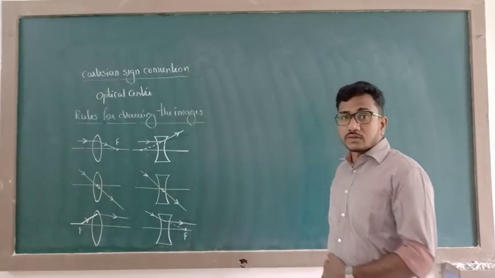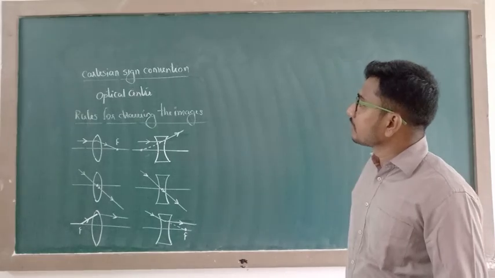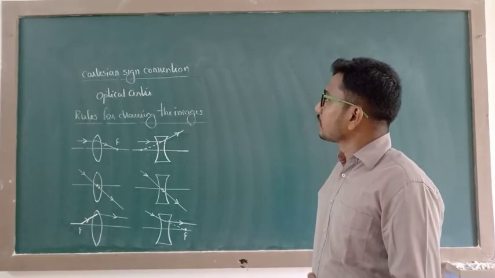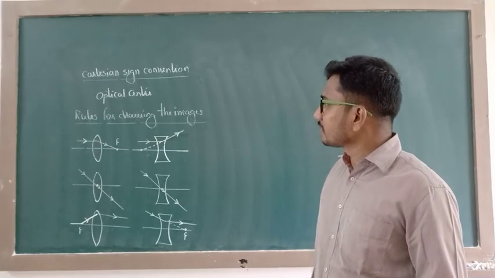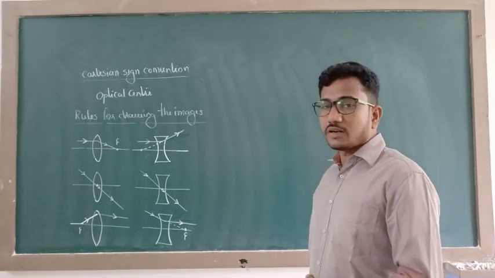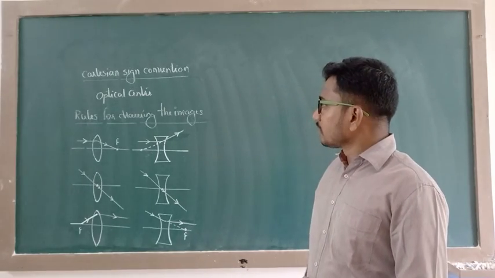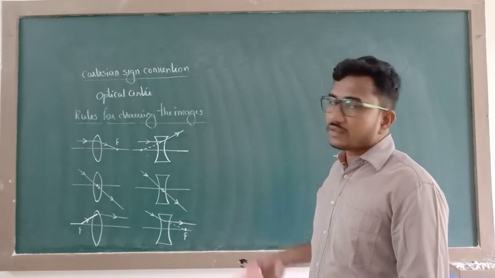Okay, so now I am going to stop here. Next class I am going to discuss the position of the image in case of lenses with respect to the position of the objects by using these rules.